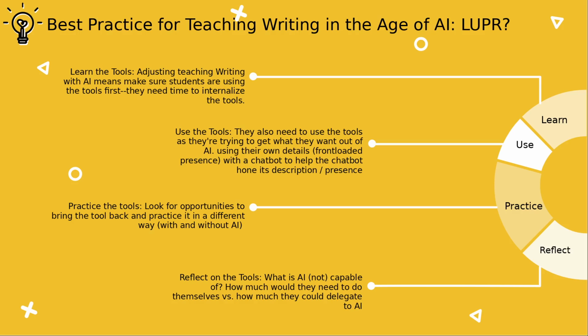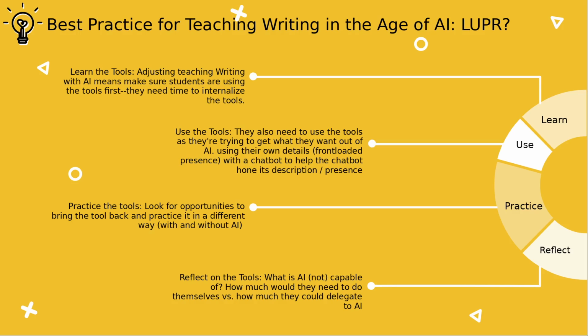And so learn, the first part of that, is learn the tools. Adjusting teaching writing with AI means make sure students are using the tools first. They need time to internalize those tools. And then second, use the tools. They also need to use the tools as they're trying to get what they want out of AI. So using their own details, in this case, front-loaded presence with a chatbot will help that chatbot hone its description and make it more representative. So even if they're using AI, they're still using rhetorical tools.